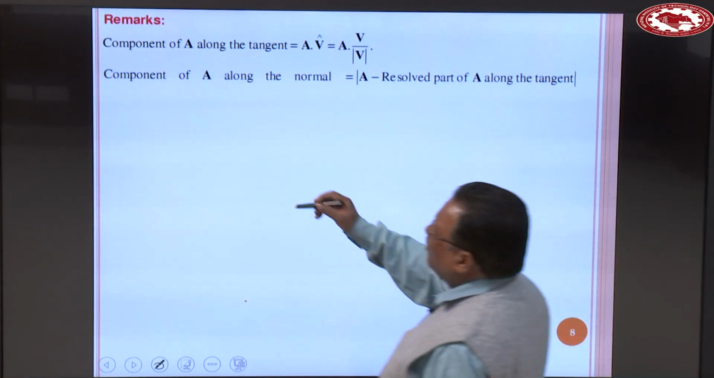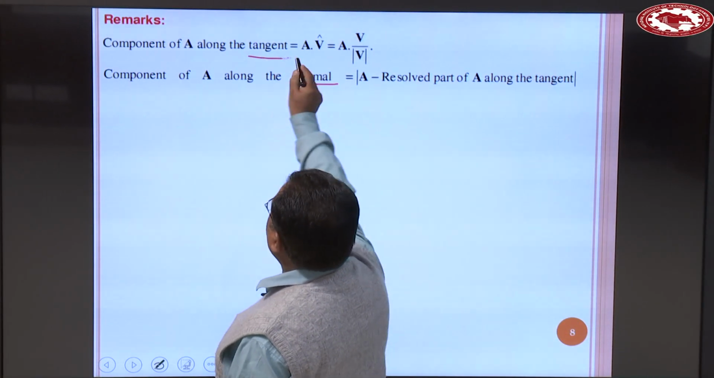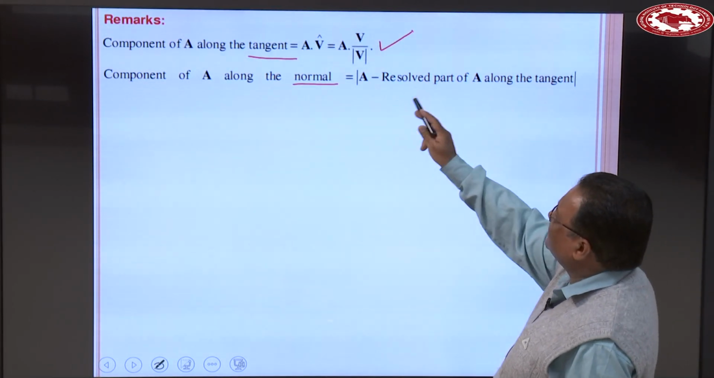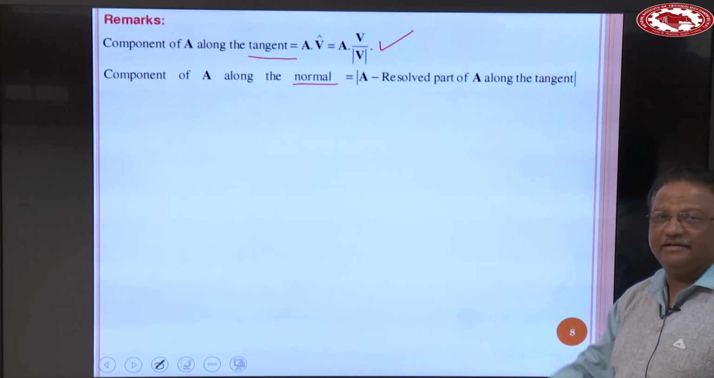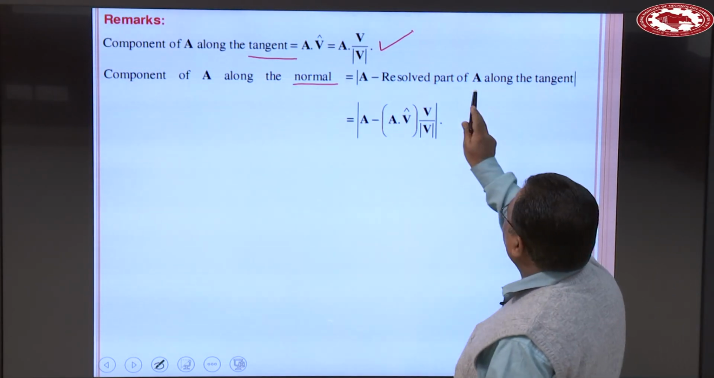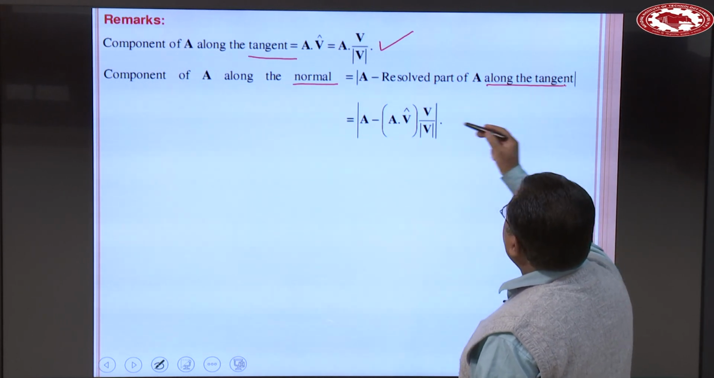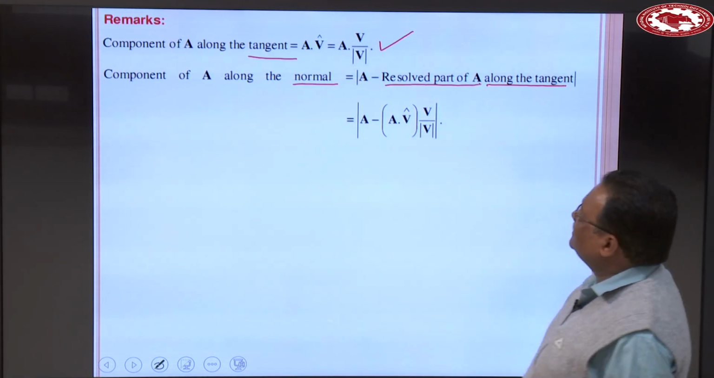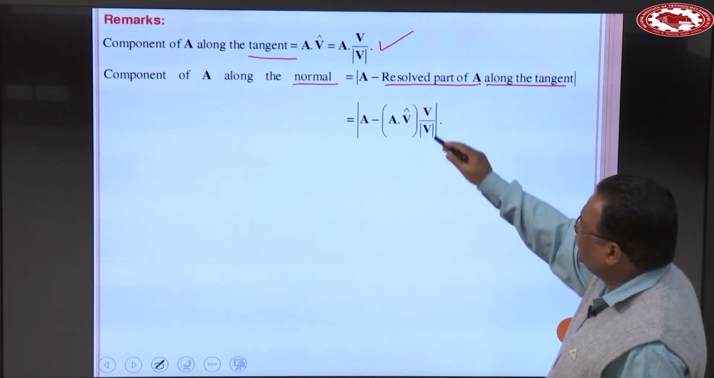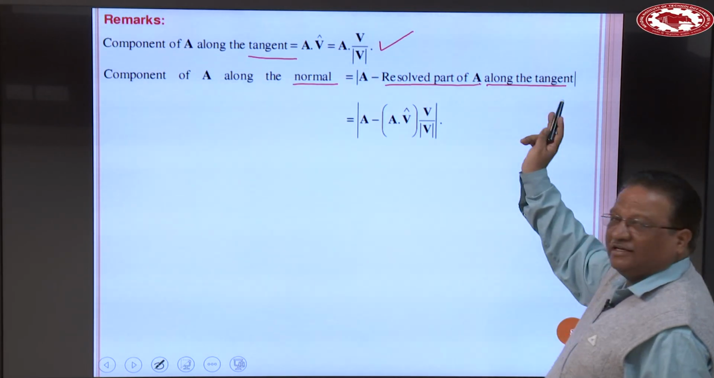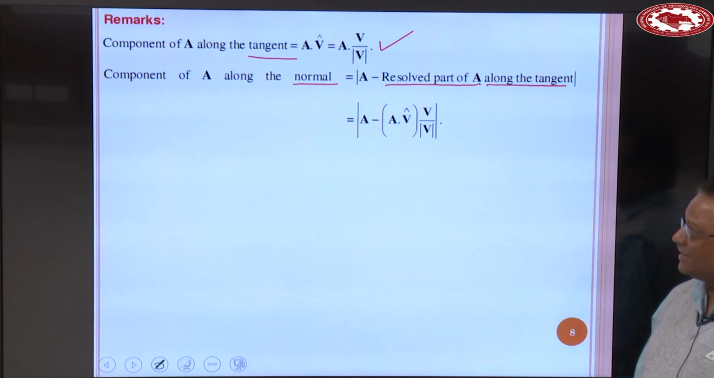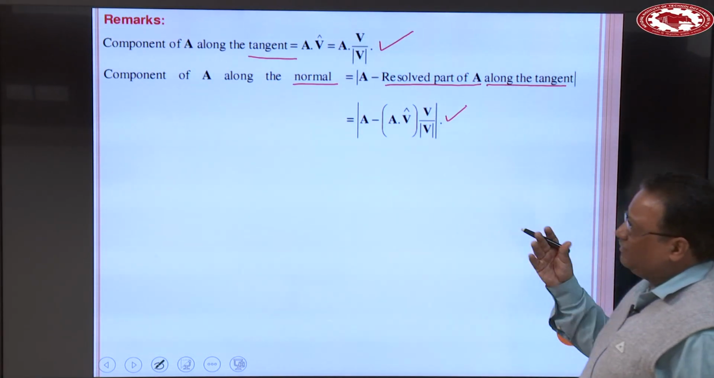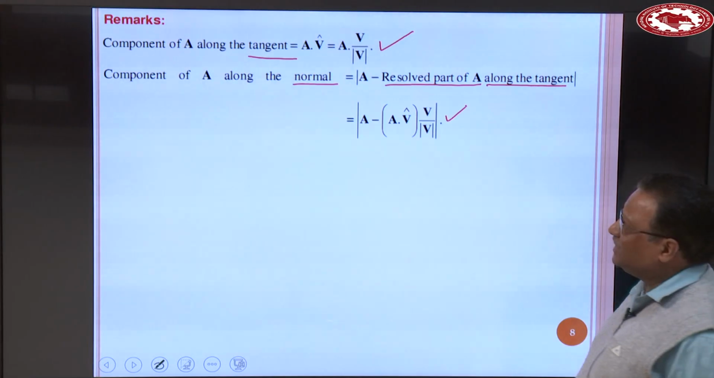And the second one: what is the component of A along the normal? That one is magnitude of A minus the resolved part of A along the tangent. The resolved part of A is A dot v cap, and along the tangent means v over magnitude of v, where v cap is the unit vector. So remember these two formulas for evaluating the component of A along the tangent as well as along the normal.